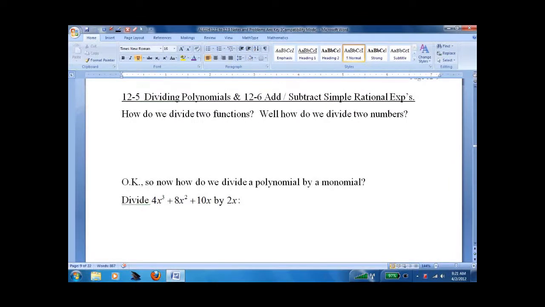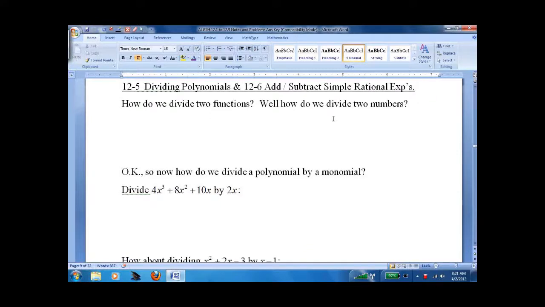Lesson 12.5 and Lesson 12.6, dividing polynomials and adding, subtracting simple rational expressions. So, how do we divide two functions? Well, the better question to ask is, how do we divide two numbers?